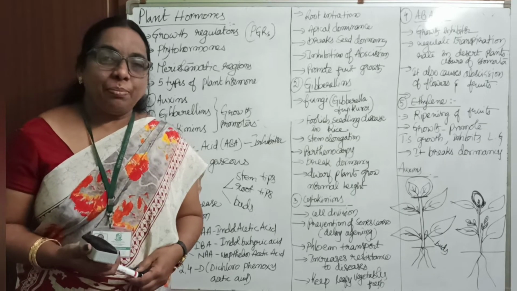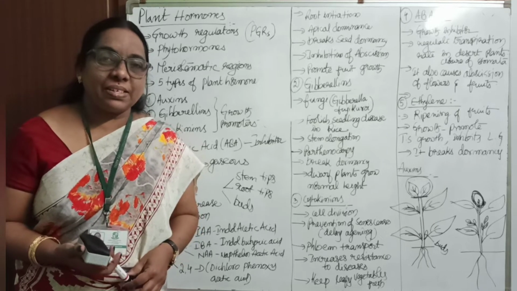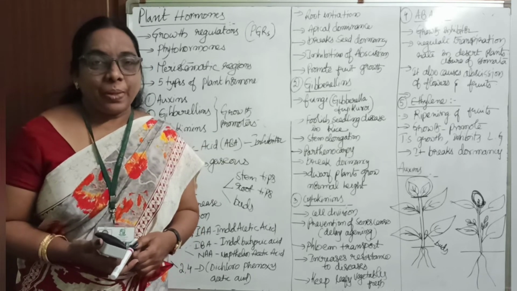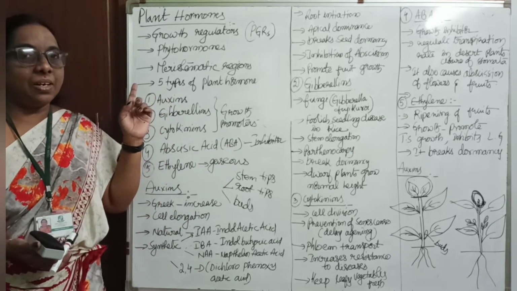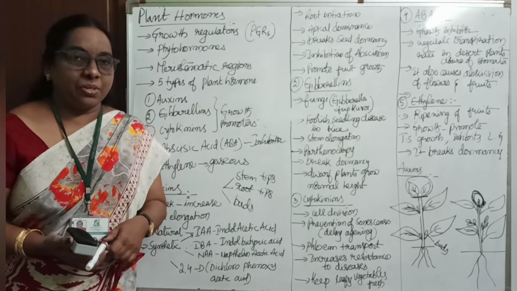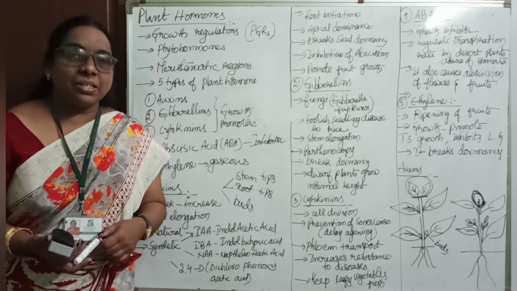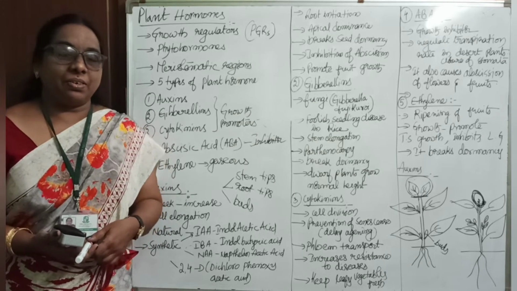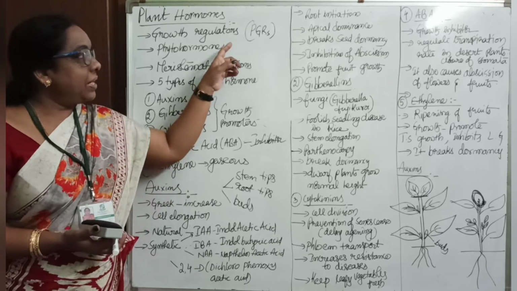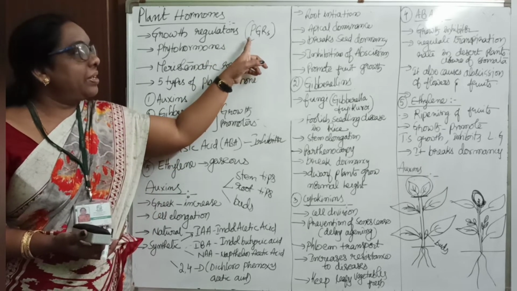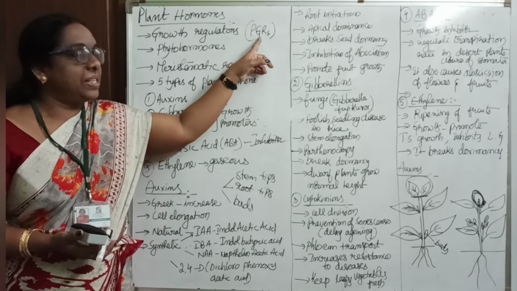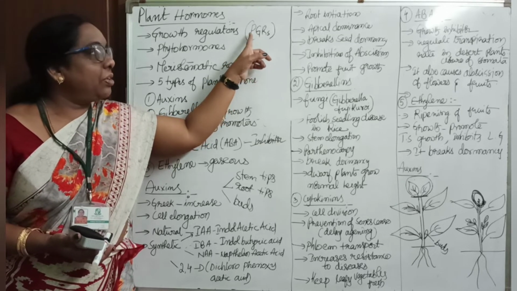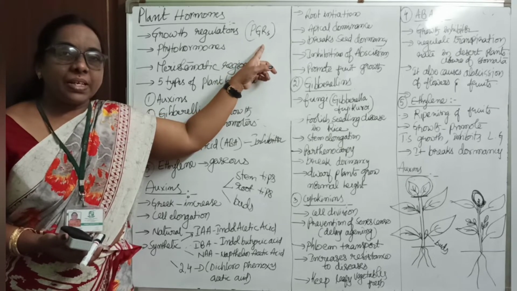Children, welcome to biology class. Today we will study a new topic regarding plant hormones. Plant hormones are also called phytohormones, and they are also known as growth hormones and growth regulators. Their abbreviation is PGRs. What is the full form of PGRs? Plant growth regulators. Is it clear, children?